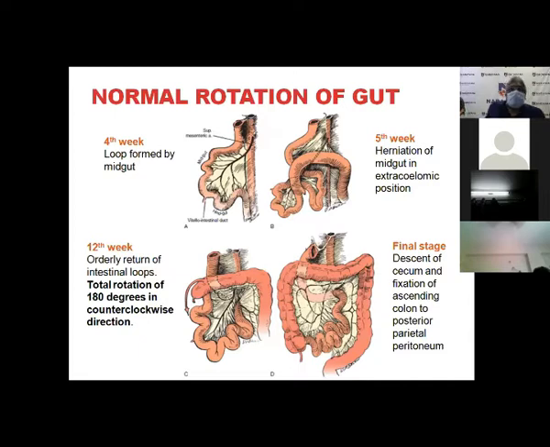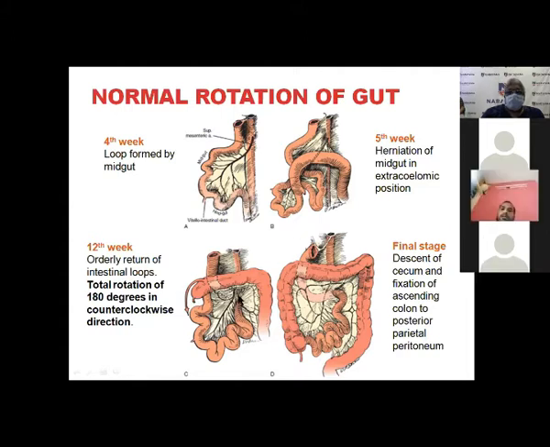The normal rotation of the gut. In the 4th week of intrauterine life, a loop is formed in the midgut. That's the midgut. That is the superior mesenteric artery supplying it, and it becomes the hindgut. Then the midgut starts growing in length, but the coelom is not enough to hold it. So there is an extracoelomic herniation, which is a physiological herniation of the midgut, occurring in the 5th week. After that, the abdominal cavity becomes bigger to accommodate the herniated contents.